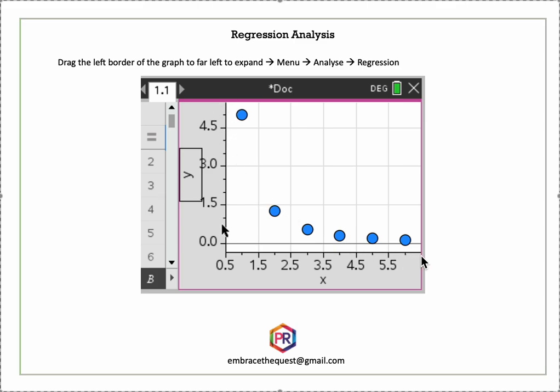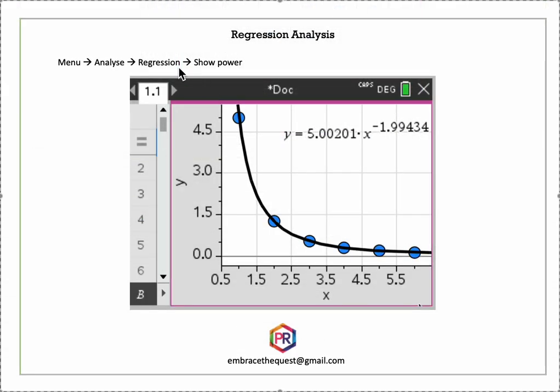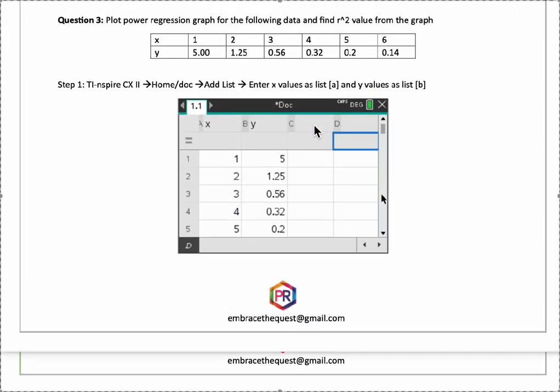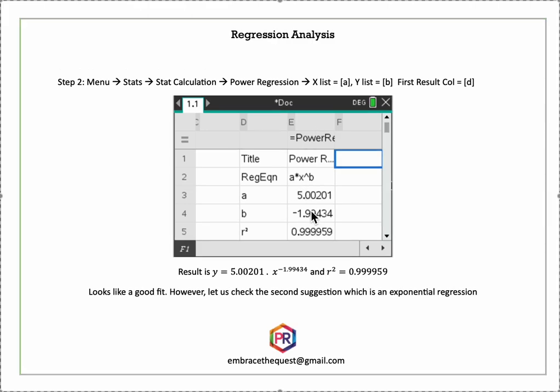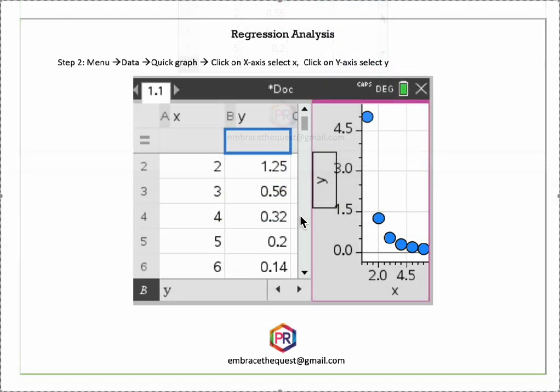Now I will go to menu, analyze and regression. When I do that, I choose power regression. The moment I choose power regression, I am getting this graph as well as the best fit line as well as the power regression equation. Look at this. This is exactly the same as what we got earlier. Here everything appeared in the list, whereas here it is appearing next to the graph. That is the only difference.